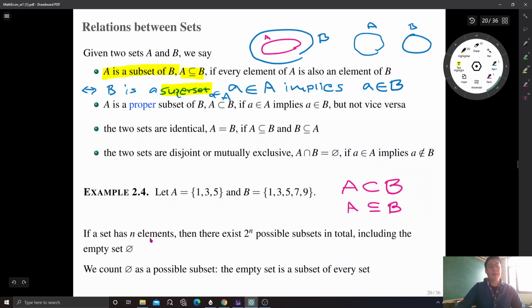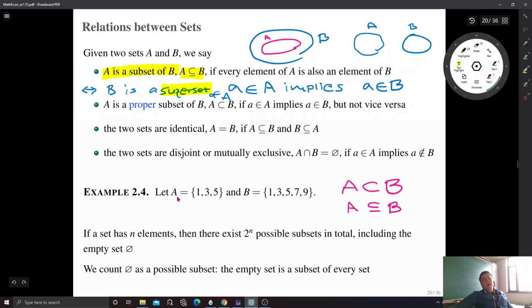And if a set has n elements, then there exist 2 to the power n possible subsets in total, including the empty set, this null set. So if I take an example, say we have a set A = {1, 3, 5}, how many subsets does this set A have?